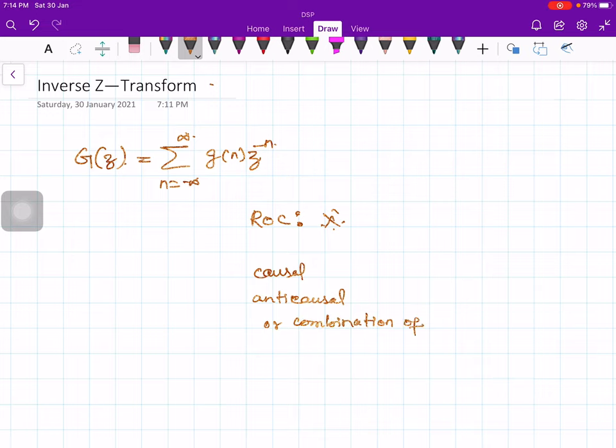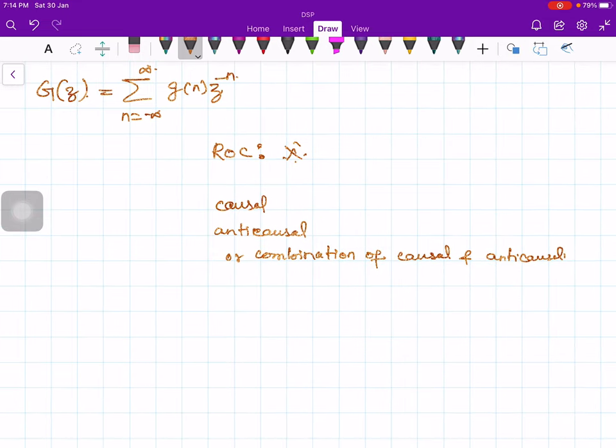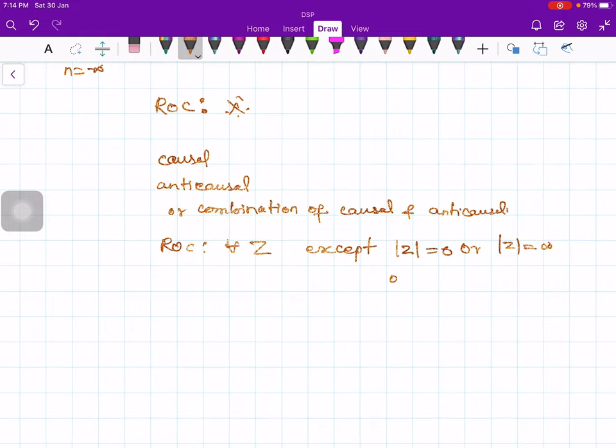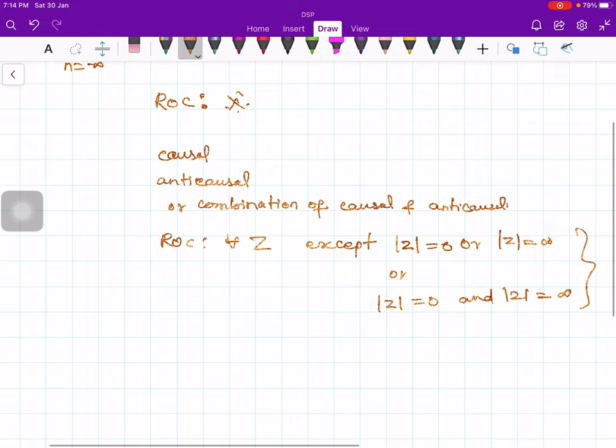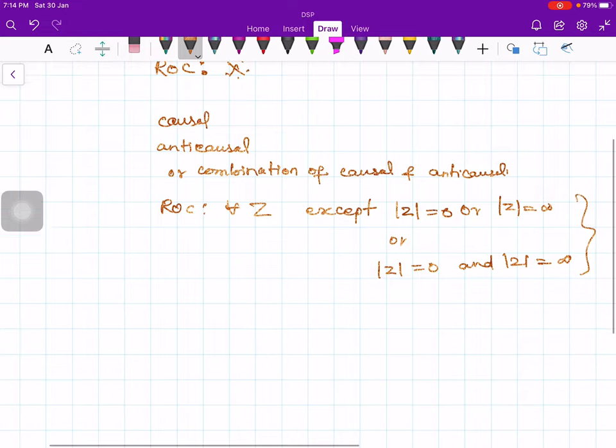or a combination of causal and anti-causal, the ROC is the whole Z plane, except possibly mod of Z equal to 0 or mod of Z equal to infinity, or mod of Z equal to 0 and mod of Z equal to infinity. So this is what we have shown for causal or anti-causal or combination of causal and anti-causal sequences.